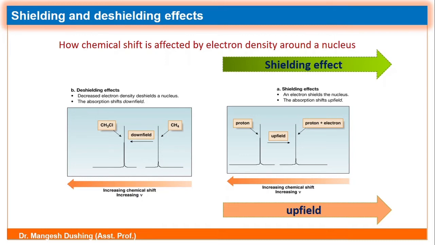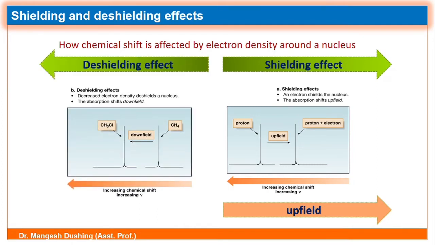The electron shields that proton. But if electron density is less, then that is called the de-shielding effect, and that absorption shifts towards the downfield, towards the left hand side. So this is called the de-shielding effect. So the proton absorbs at a downfield. So in shielding, the peak shifts towards the right hand side. In de-shielding, the peak shifts towards the left hand side. Left hand side is downfield, right hand side is upfield.